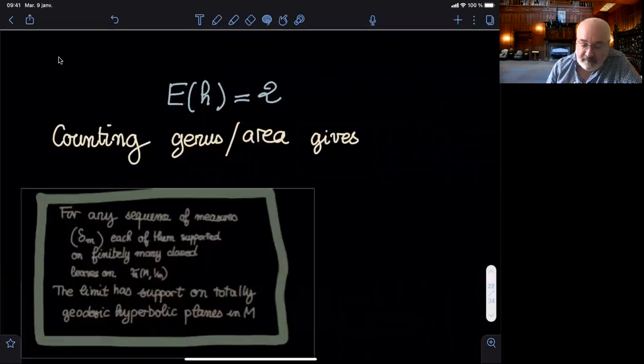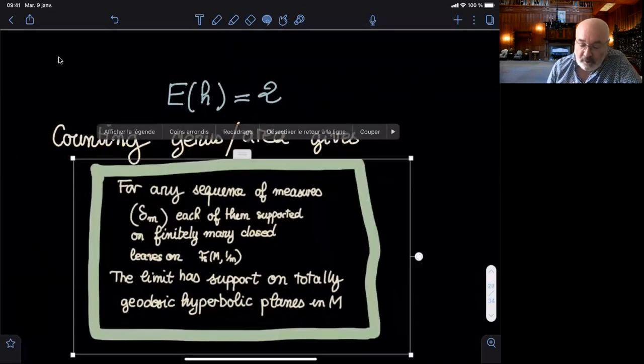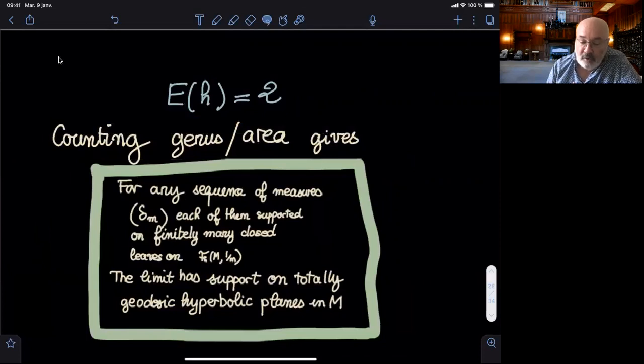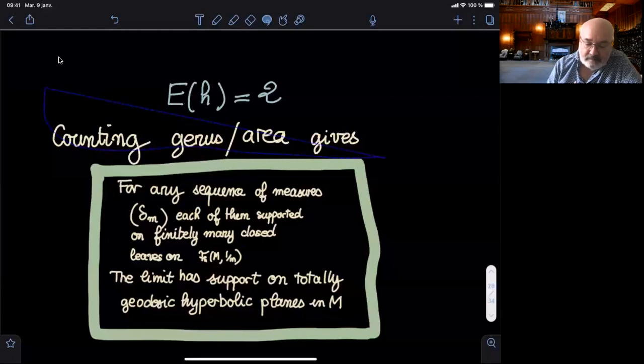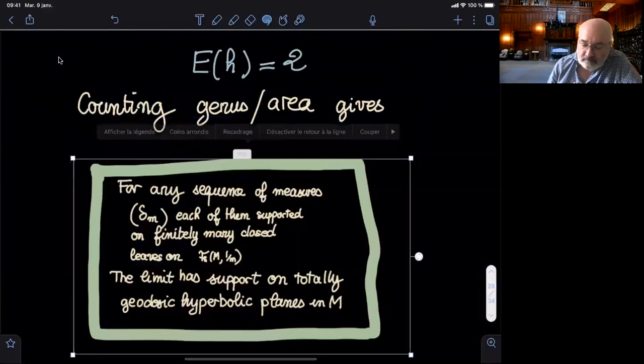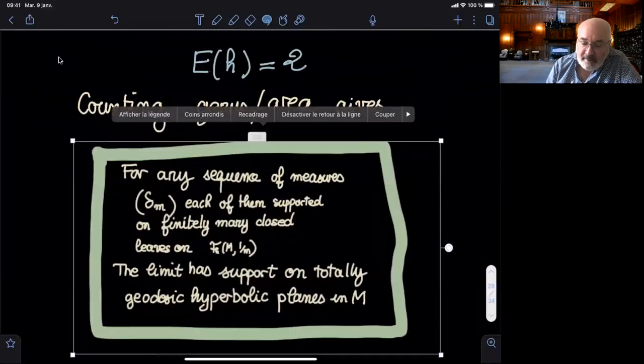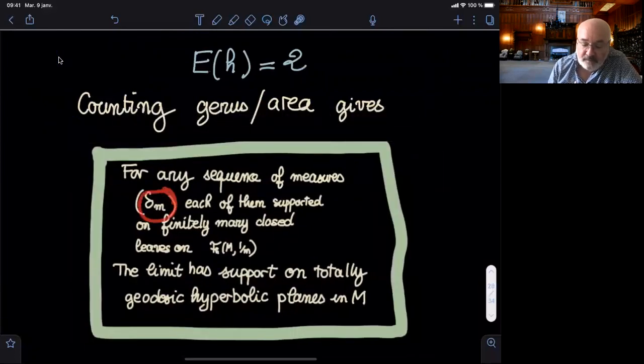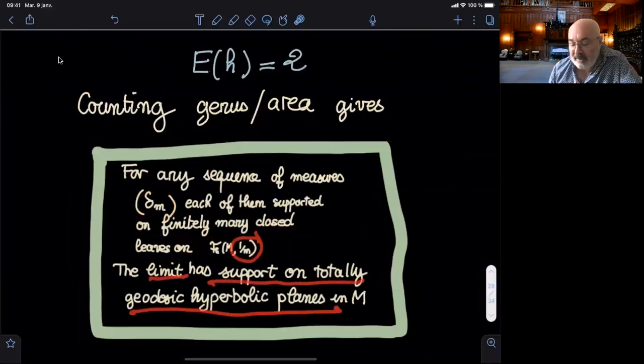So now here's the result. Anytime you take a sequence of measures which is supported on finitely many leaves, and for any such sequence of measures on this 1 over m, then the limit has support on totally geodesic hyperplanes on M.